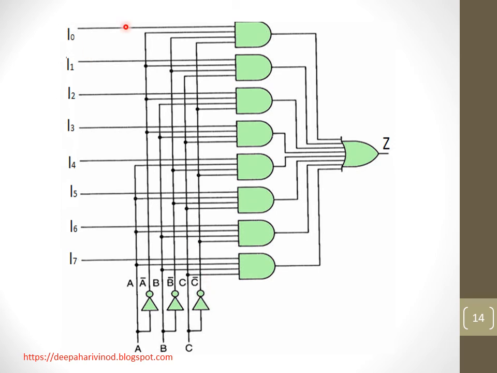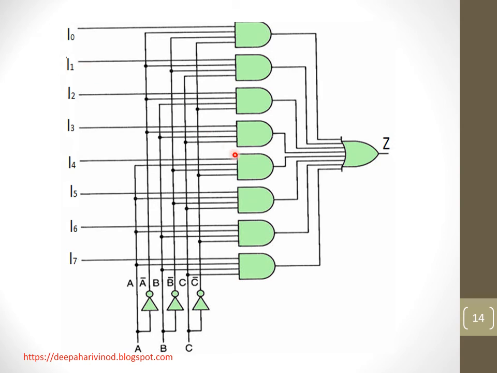So A, B, C and the corresponding complemented forms are also written here. And for I0 we have to connect the AND to the complemented form of the 3 select lines, that is A bar, B bar, C bar. So here we can see A bar, this is B bar, and in the same way C bar. Along with I0 it gets connected to the AND. In the same way for all the AND gates, depending upon the equation we discussed for Z, it gets connected.